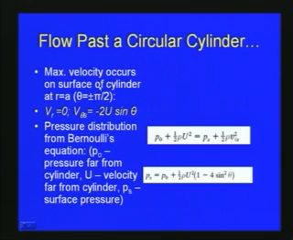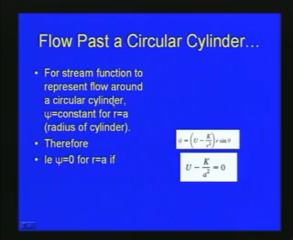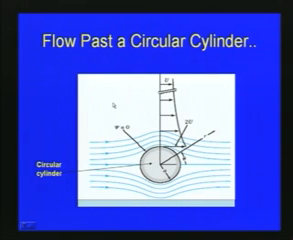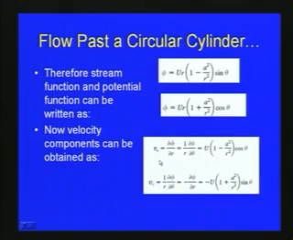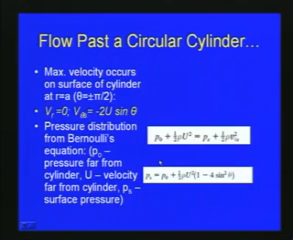So, the maximum velocity occurs on the surface of the cylinder at r is equal to a, where theta is equal to plus or minus pi by 2, as shown in this figure. The maximum velocity is when theta is equal to pi by 2, that means either here or this location. So, we obtain this when we put theta is equal to plus or minus pi by 2 at r is equal to a. Then V r, the radial velocity, will be equal to 0, and on the surface of the cylinder, V theta s will be minus 2 u sin theta.